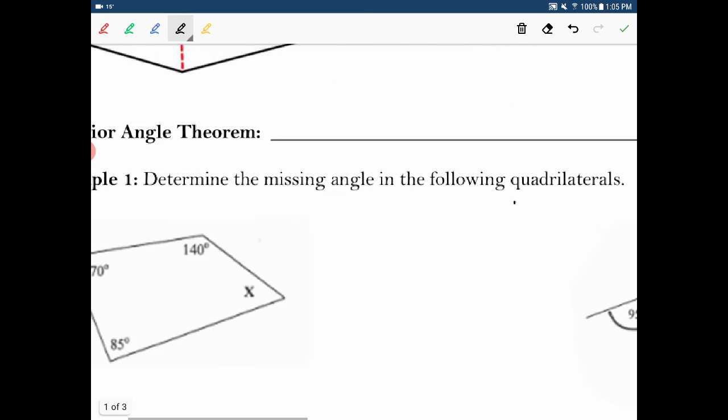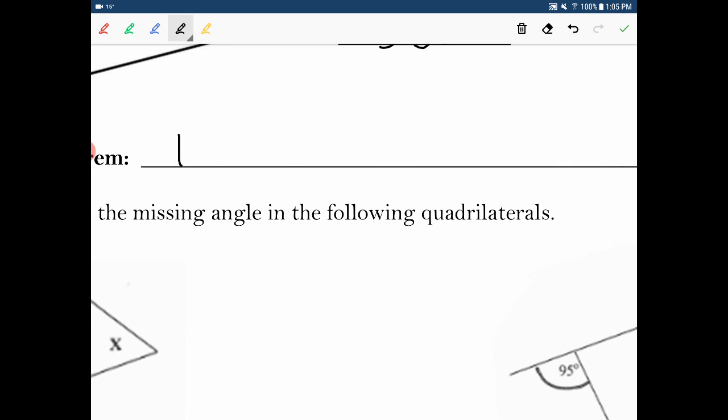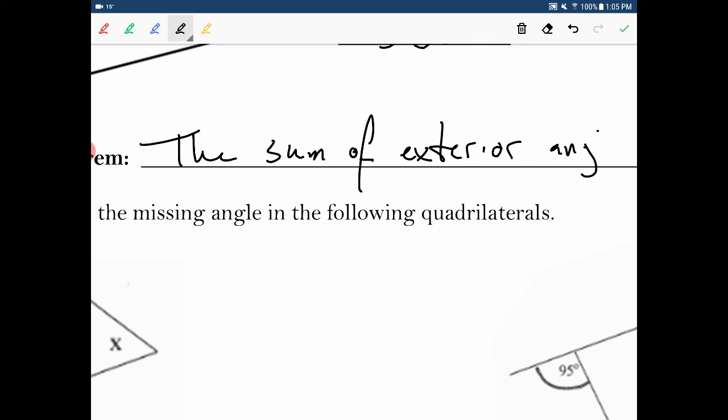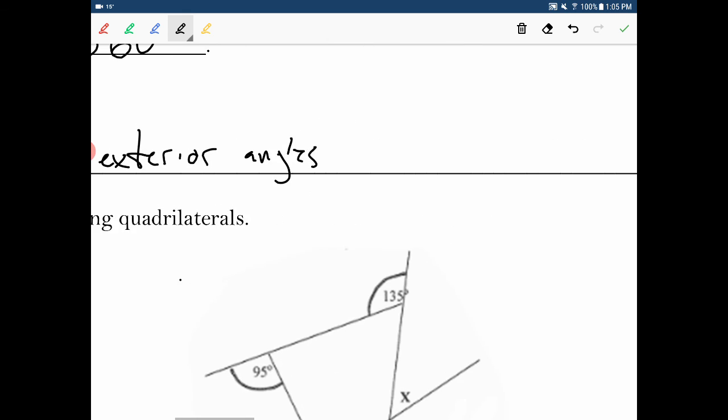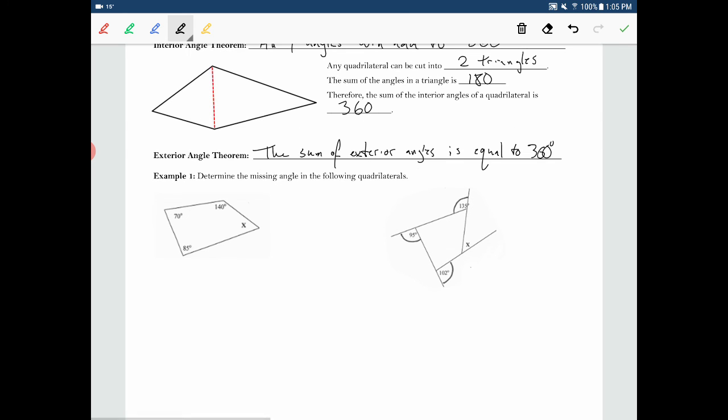The exterior angle theorem is just that the sum of exterior angles is also equal to 360 degrees. You may remember that was true for a triangle as well, and it's actually true for all shapes.